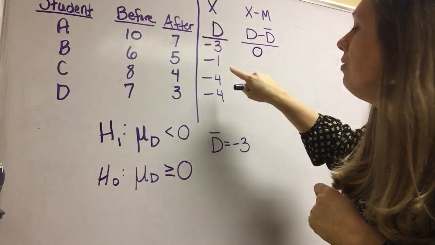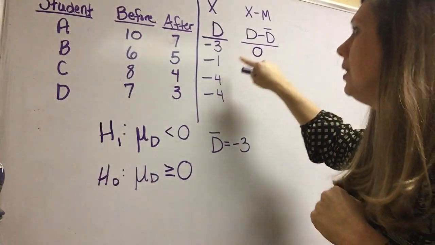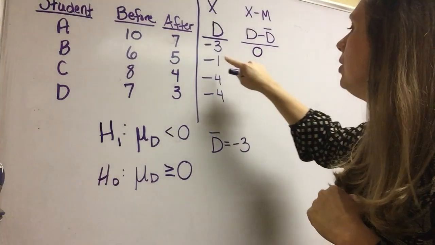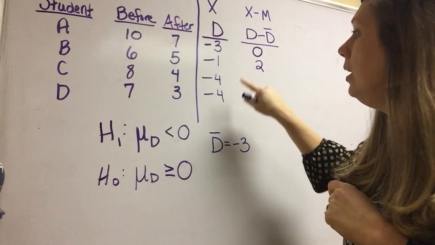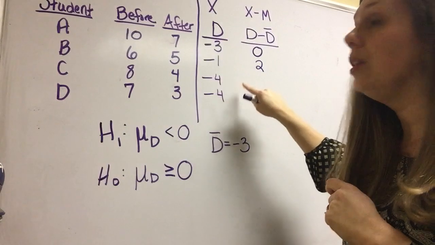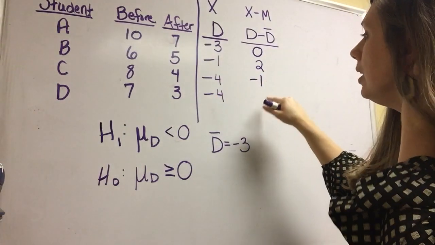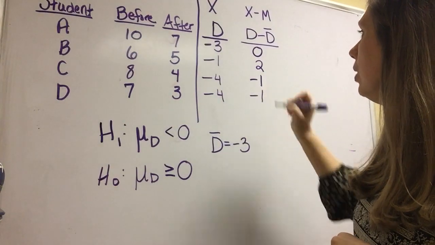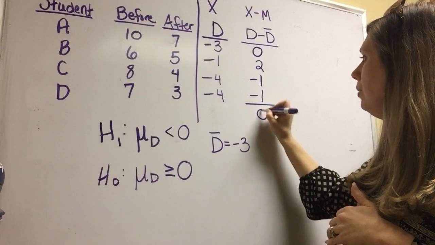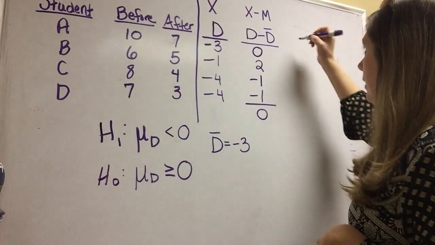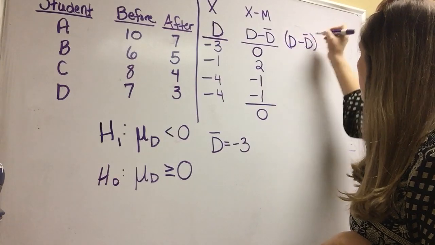Then we've got negative 1 plus 3, because it's minus a negative 3, so it turns into plus 3. So negative 1 plus 3, and that's going to be a 2. Negative 4 plus 3 will be negative 1, and negative 4 plus 3 again will be another negative 1. And we can double check this by making sure this adds to 0, which it does. Next step is going to be our squaring of this column.